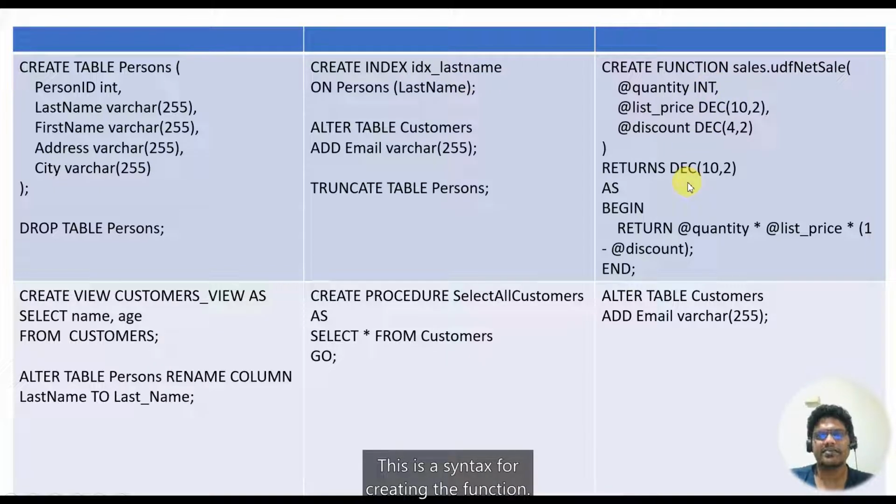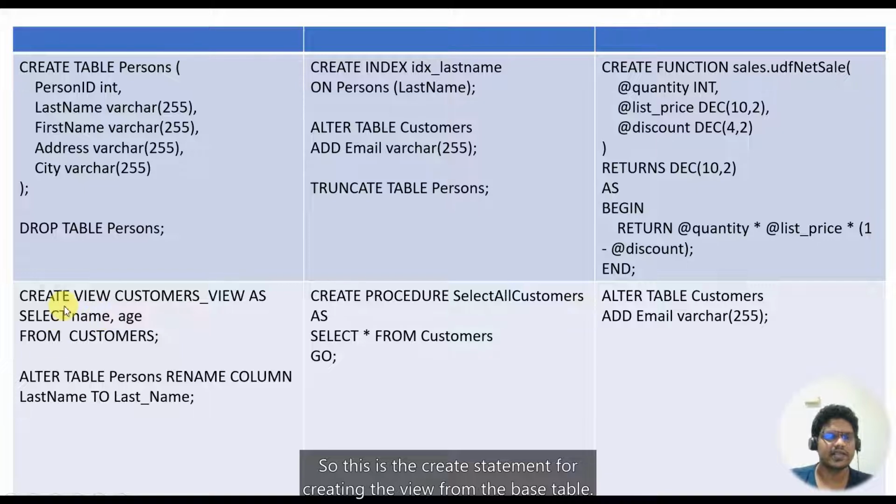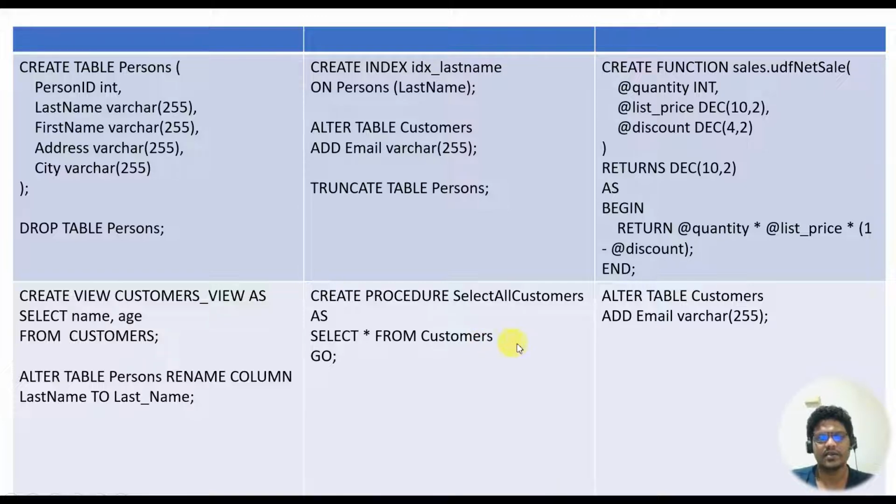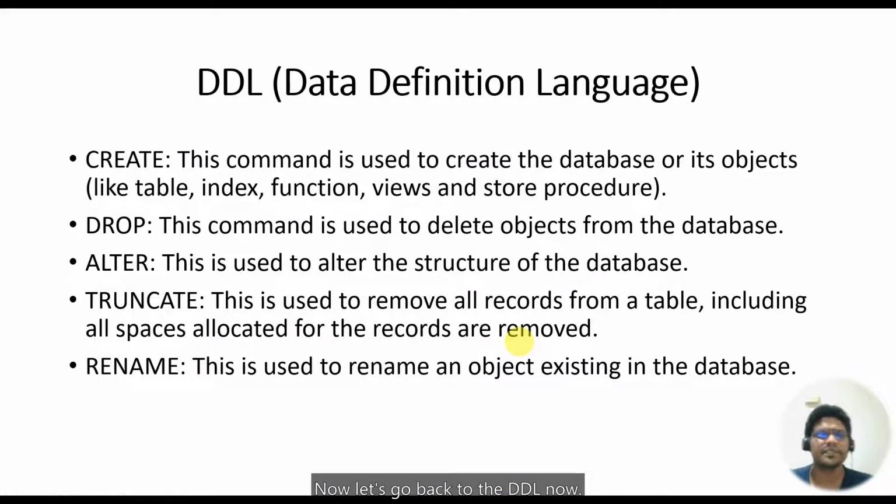This is the syntax for creating functions. Here we are passing some variable values to this function to perform some calculations. This is the create statement for creating a view from the base table. Here we are creating the view called customers view from the customer table, and this view has only 2 columns. And this is the create procedure statement for creating the procedure. Basically, this procedure is created from the customer table. Now let's go back to the DDL.